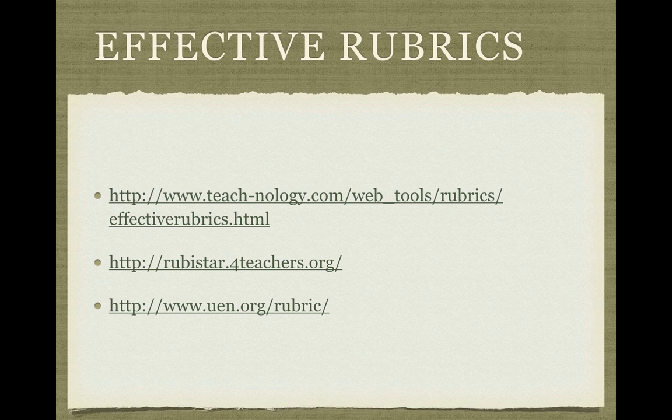uen.org/rubric, because they, again, also have a great explanation of what a rubric is and how to create it and the criterias. But they have samples of rubrics that are already made for different subjects that you can then go in and edit and change to your likings and rename it, and then you've got your own rubric already made with very little work done.